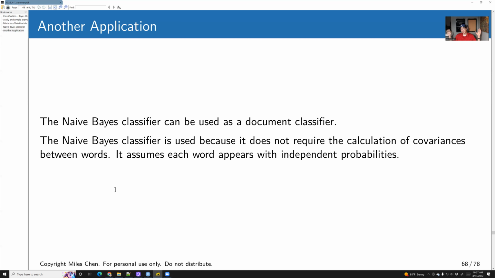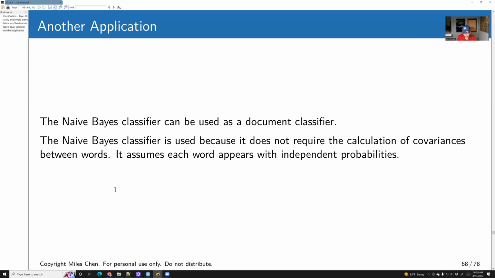But the question is, you think of every single word in the language, okay? I don't know how many words there are. Let's say there's 50,000 words that we're going to consider, all right? And there's more words than that, but let's say we're going to consider 50,000 words. And now you have to calculate the covariance between every single possible combination of words. And that's just too many. That's too many. We don't want to deal with that. So we're not going to deal with that.